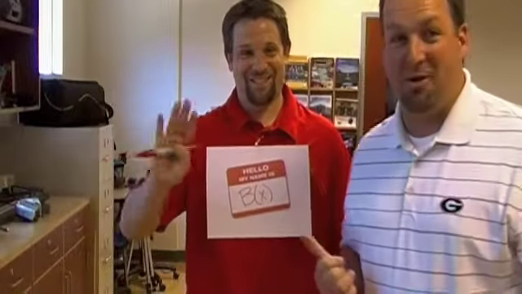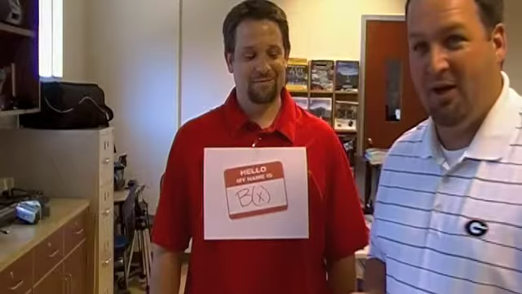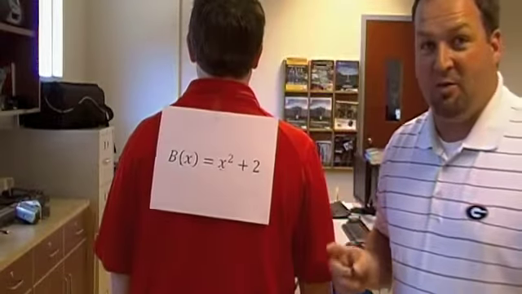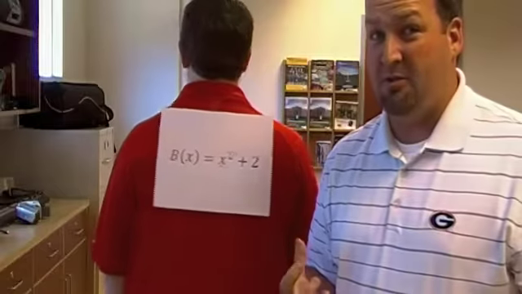All right, guys, I want you to meet another friend of mine. This is Mr. B of X, or Coach B of X, you should call him, our head basketball coach here at North Oconee. Coach B of X is defined to be x squared plus 2, which means he's going to take the input values, he's going to square them, and he's going to add 2 to them.